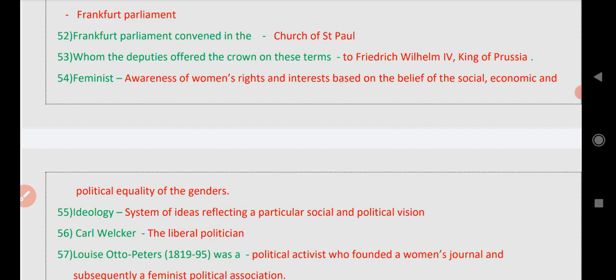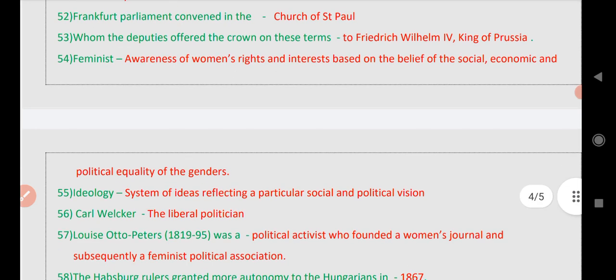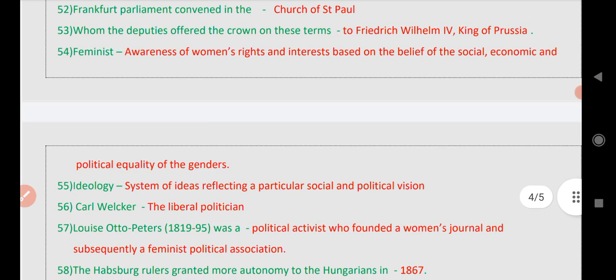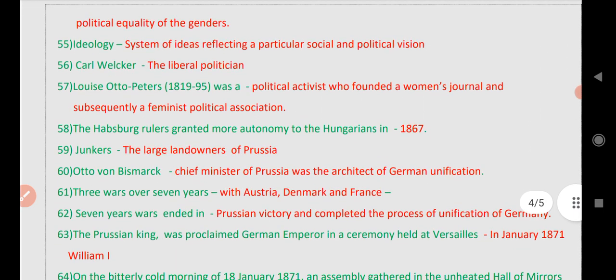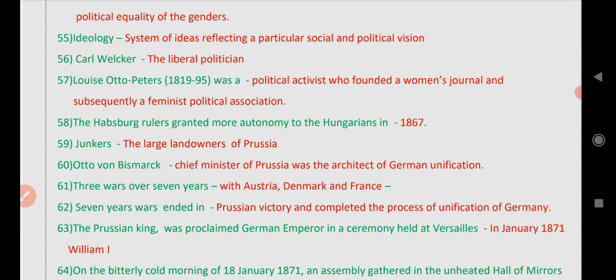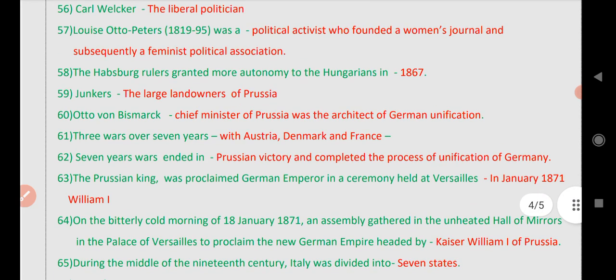Feminist means awareness of women's rights and interests based on the belief in the social, economic, and political equality of the genders. Ideology means a system of ideas reflecting a particular social and political vision. Louis Otto Peters, 1819 to 95, a liberal politician, was a political activist who founded a women's journal and subsequently a feminist political association.